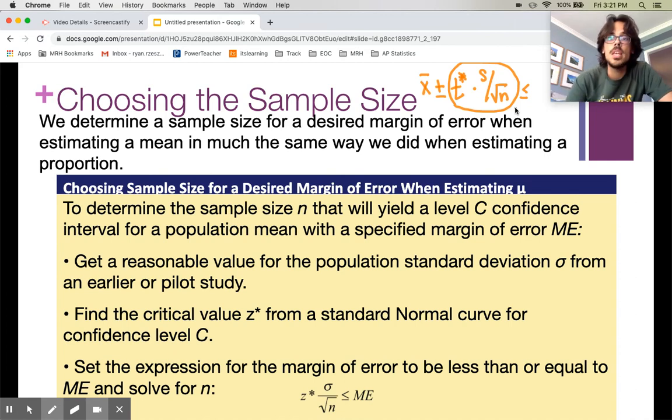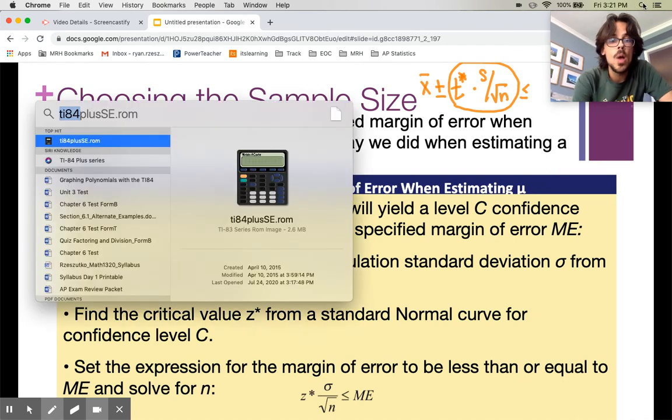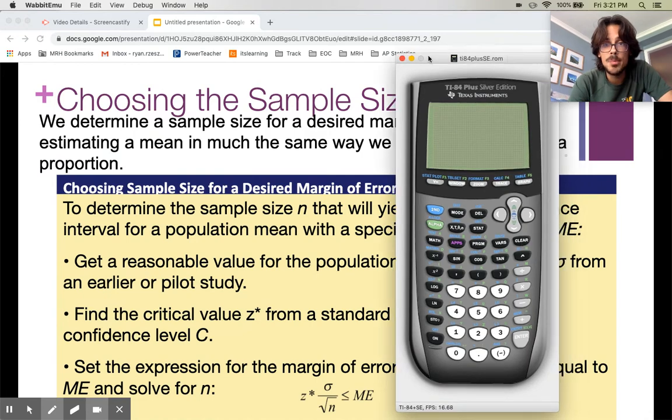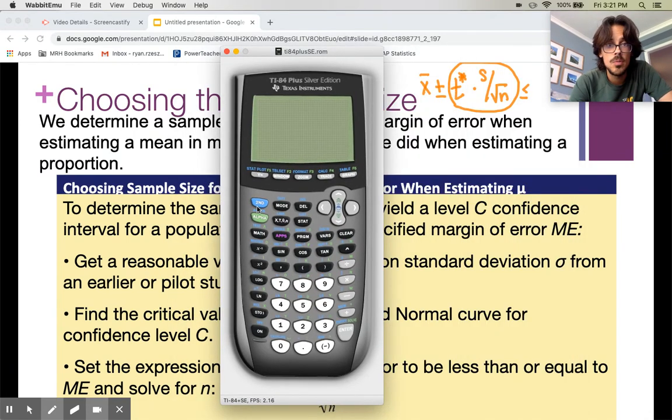But if you look at this setup right here, I have a T star critical value. So if I go to do an inverse T, because I would have to find T star for this setup, it's going to ask me for my area. That's fine, I can figure that out. It's also going to ask me for my degrees of freedom. Degrees of freedom is n minus 1.